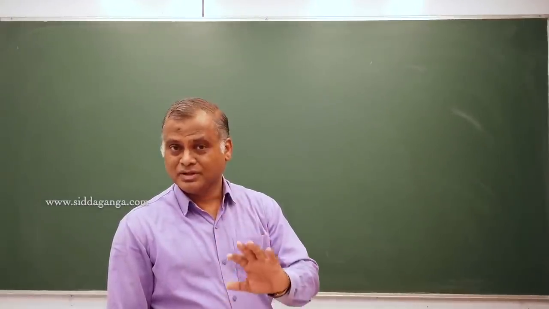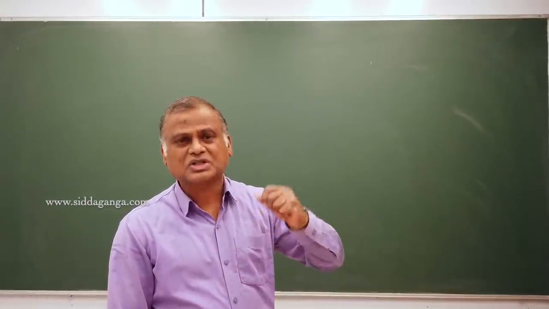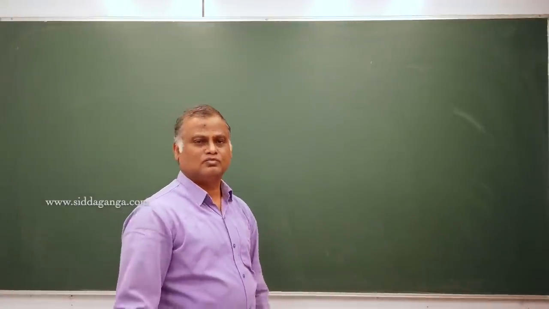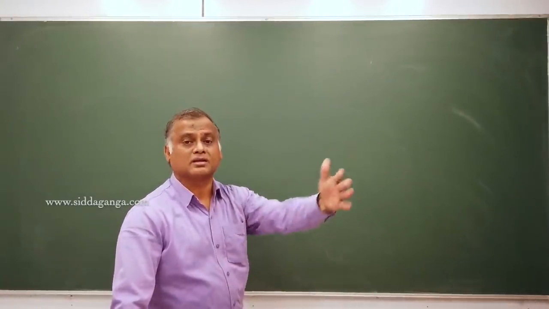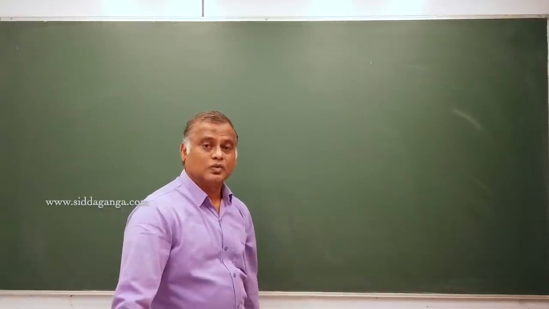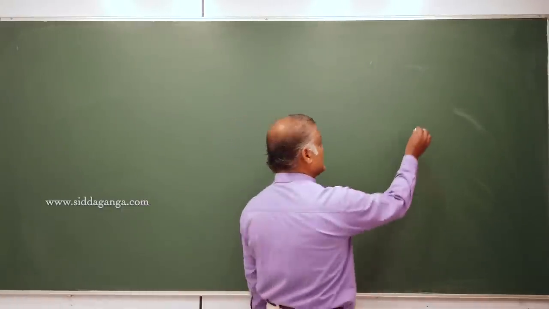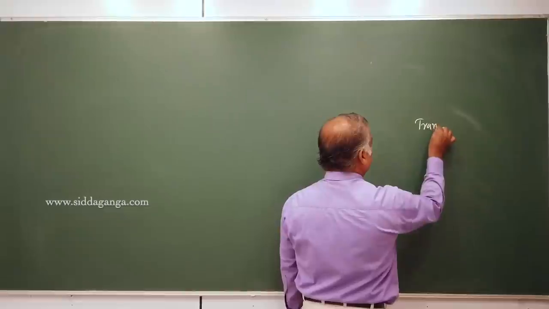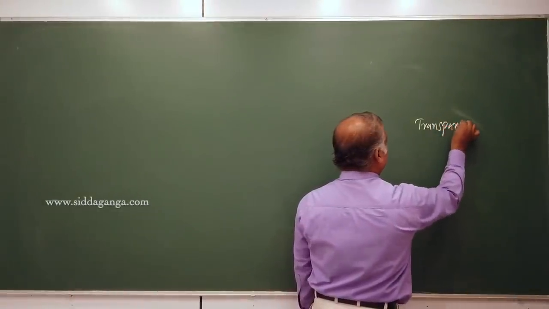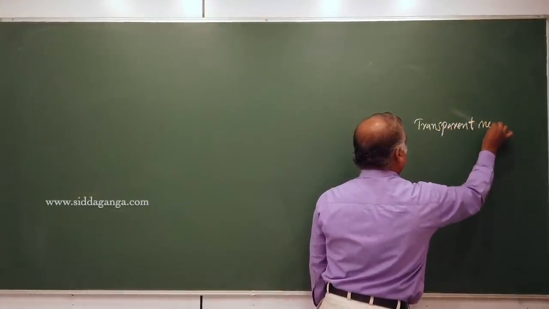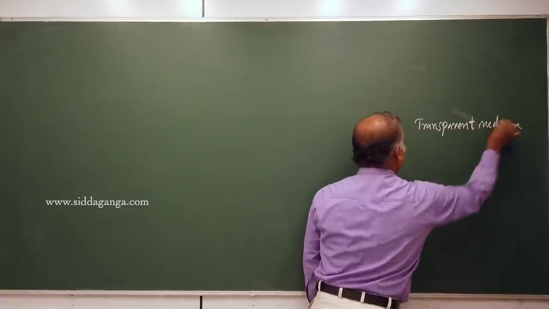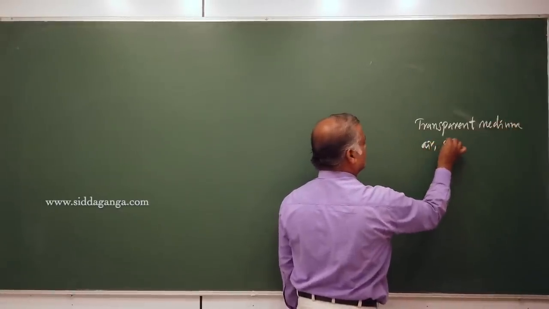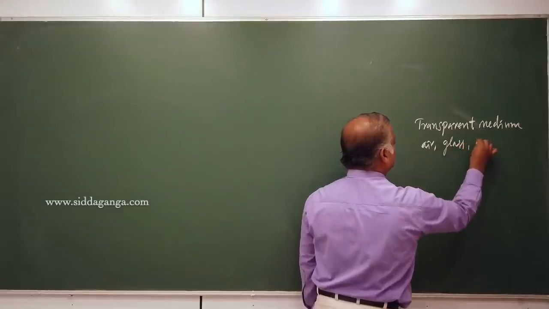We call them transparent media: a medium through which most of the light is transmitted, most of the light can propagate. The best examples are air, glass, pure water.